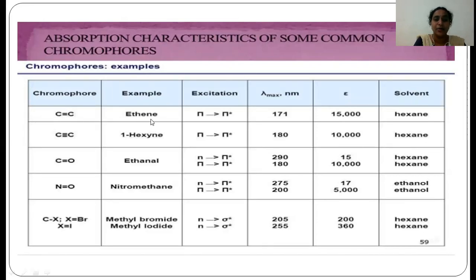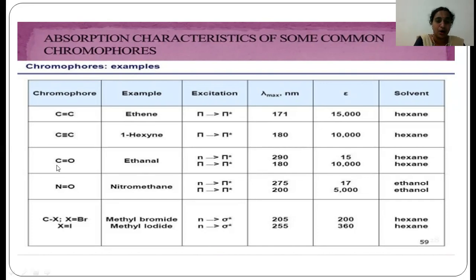In the ethylene molecule, pi to pi star transitions take place. This compound absorbs at 171 nanometers. That means this compound directly absorbs light in the ultraviolet region, hence it is called a chromophore. If you take the acetylene molecule, sigma bonding electrons and pi bond electrons are present, but among them the pi electrons are loosely held, so pi to pi star transitions take place easily. This molecule absorbs light at 180 nanometers.